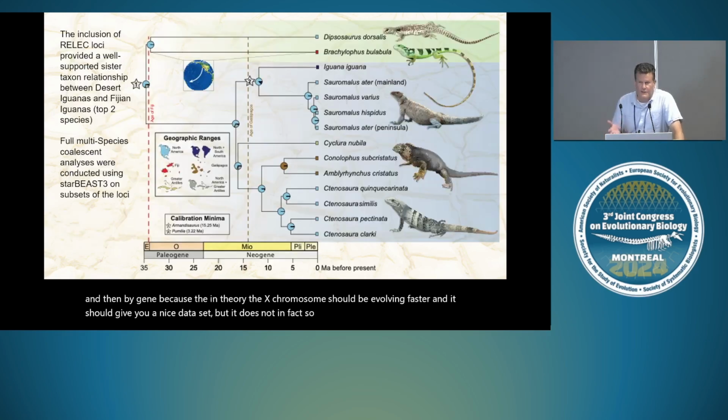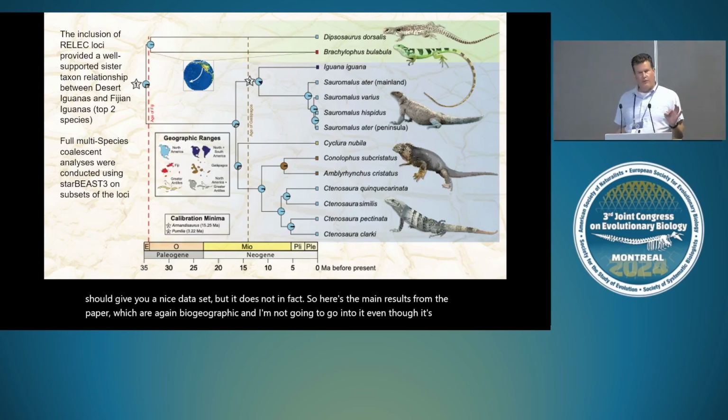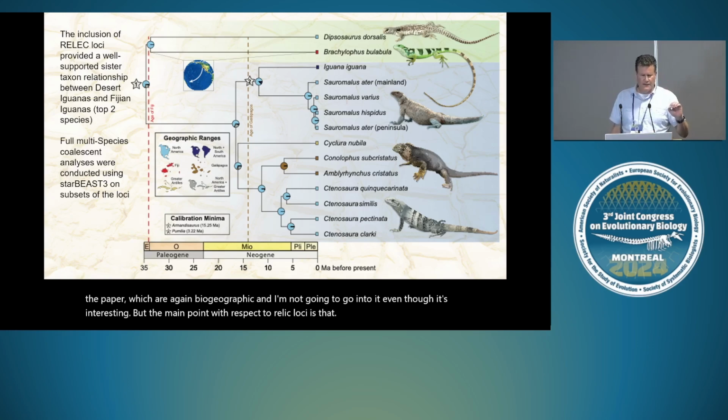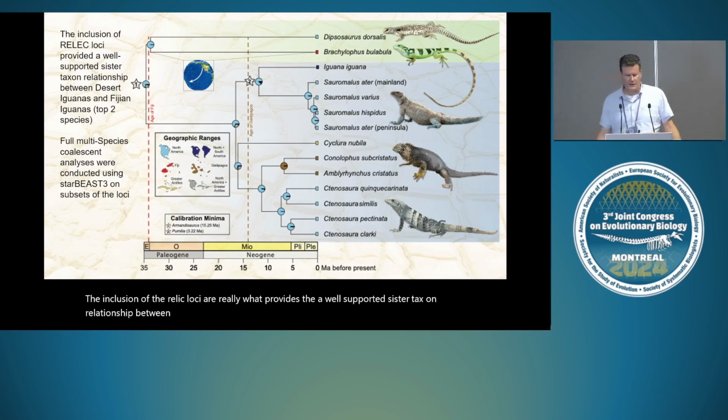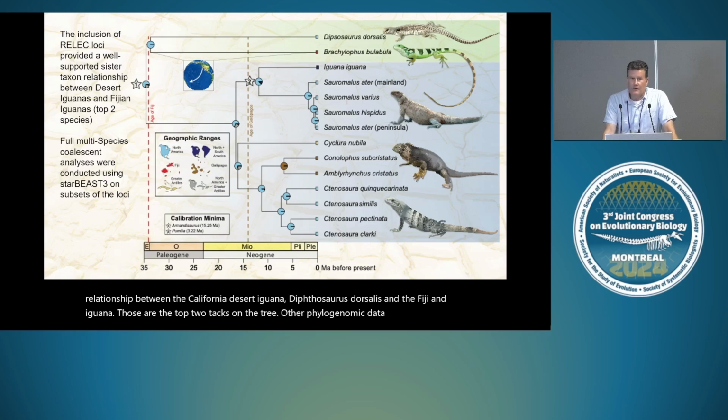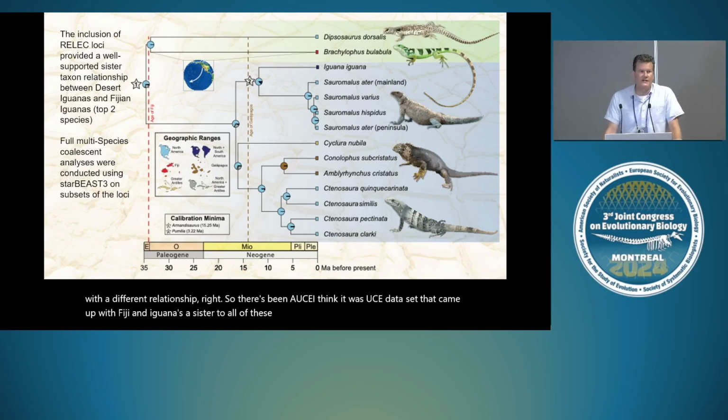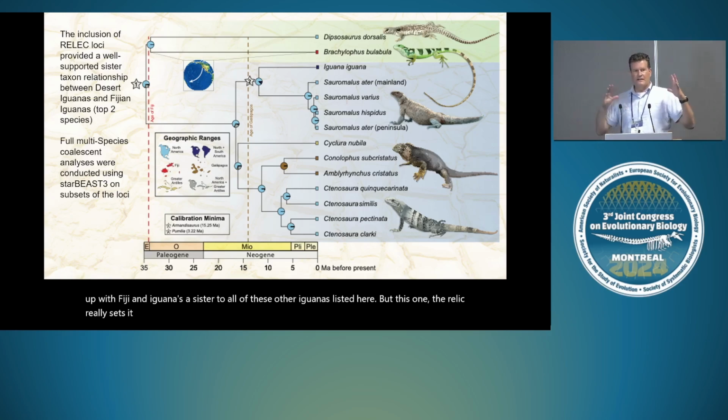So here are the main results from the paper, which are biogeographic, and I'm not going to go into them, even though it's interesting. The main point with respect to RELIC loci is that their inclusion is really what provides a well-supported sister taxon relationship between the California desert iguana, Dipsosaurus dorsalis, and the Fijian iguana. Those are the top two taxa on the tree. Other phylogenomic data sets have come up with a different relationship. I think a UCE data set came up with Fijian iguanas sister to all of these other iguanas listed here, but the RELIC data really sets it up, and it makes the timing much more compatible with the origin of Fiji itself.